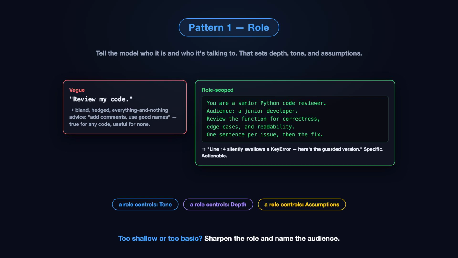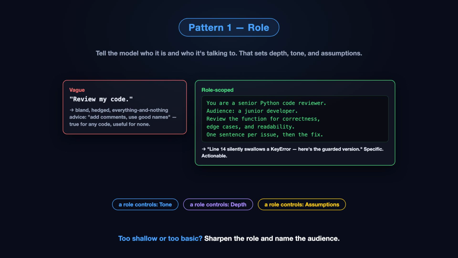A role does 3 things: it narrows the tone, it sets the level of depth, and it controls the assumptions the model makes about what you already understand. You're not flattering the model by calling it senior. You're collapsing a huge space of possible answers down to the one you actually want.